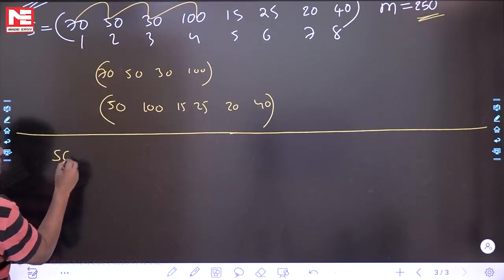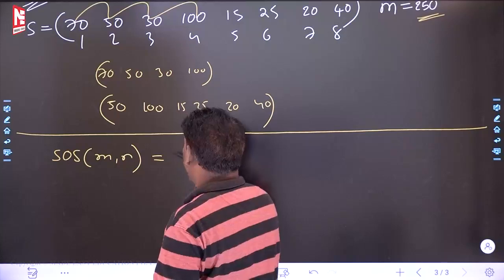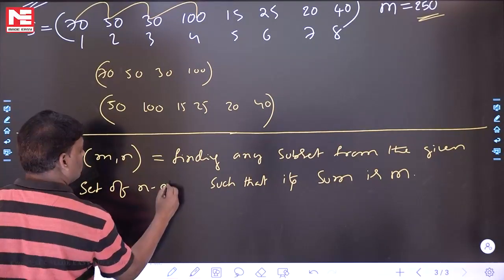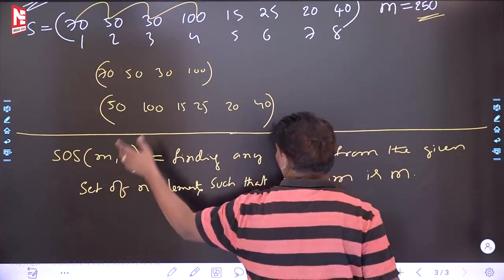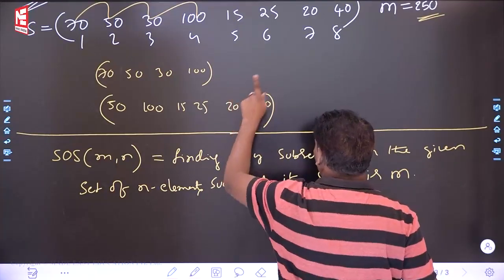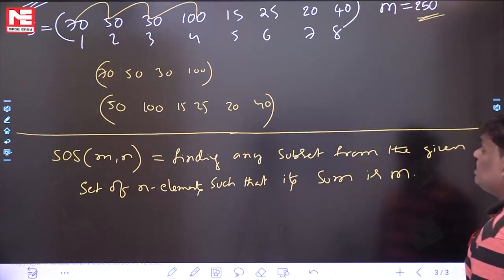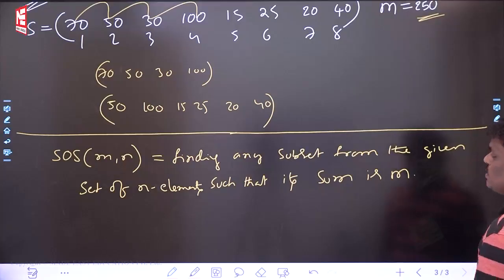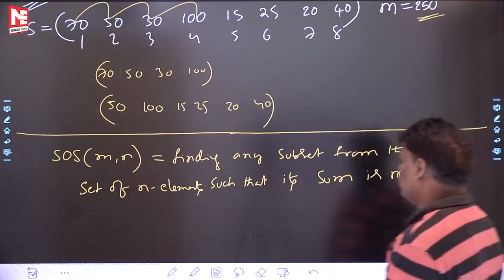Sum of subsets of m comma n. What is the meaning? Let me write. Listen everyone. If you want to solve this problem using dynamic programming, first I have to write a brute force recursive program. If I want to do that, I have to give one function name for our problem. I am giving SOS of m comma n is equal to finding any subset from the given set of n elements such that its sum is m. I am repeating once again. SOS of m comma n is equal to finding any subset from the given set of n elements such that its sum is m. You have to give one function name.